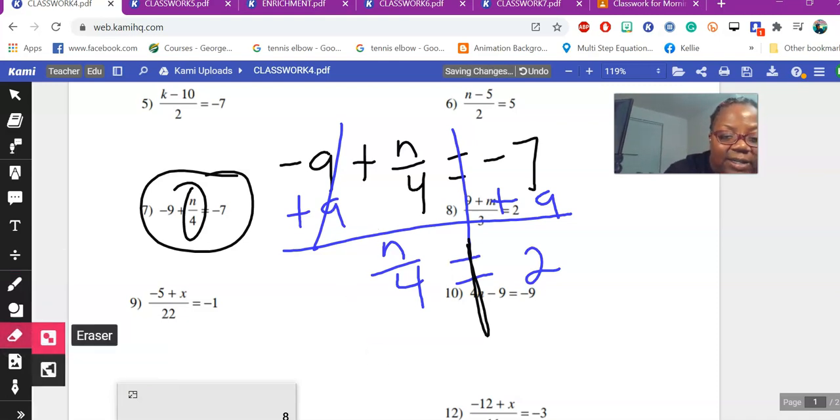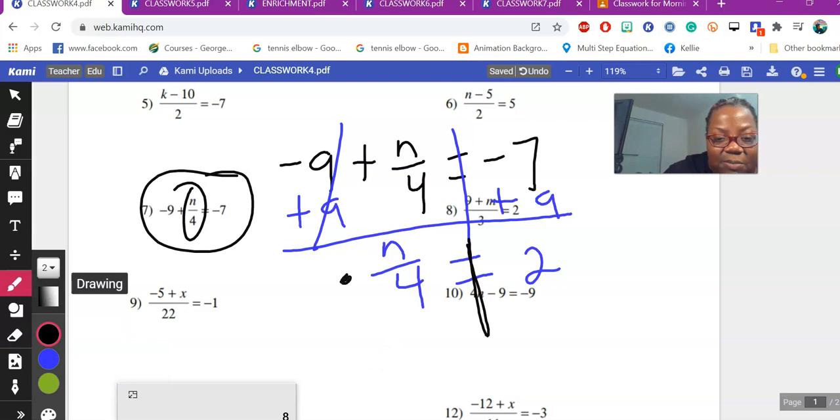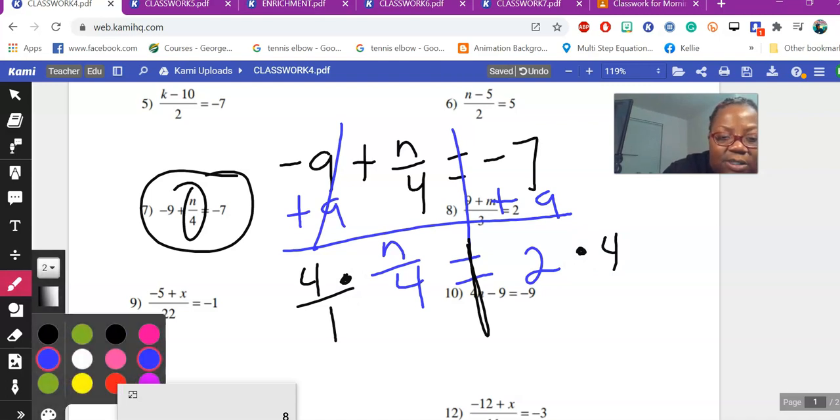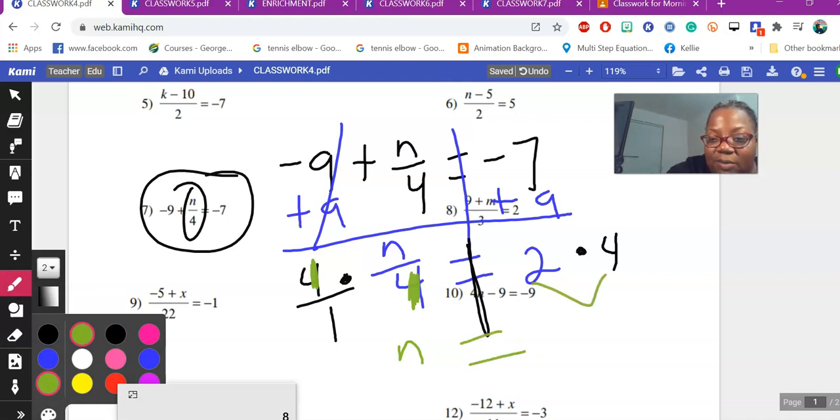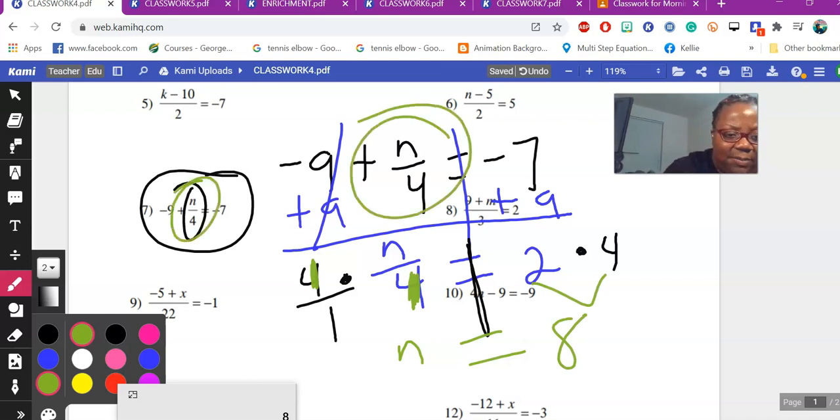Now we can do this. Fraction means divide, so you'll do the opposite, which is multiply, right? Multiply 4 on both sides. You know these are going to cancel out. 1 times n is n. But we don't need that. 2 times 4 is going to be 8. So n equals 8. So by now you should be used to how to do this type of fraction.